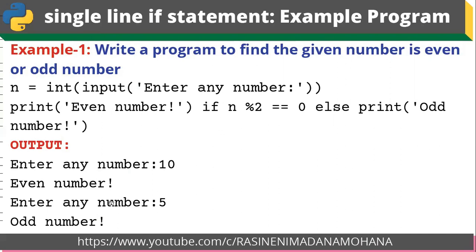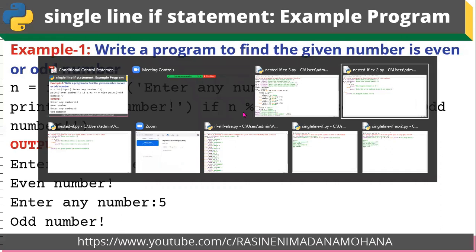For example, the second input, enter any number 5. So 5 mod 2, 2 2s are 4, so remainder 1 is there. So the first condition is not satisfied, so it returns false. It comes to the else part. Then what does it print? Print odd number. So the output is odd number. Like that, any program with the single line if statement, you can write, which consists of only a true part and a false part. Only two values it allows. Single line if statement. Let us see one example.